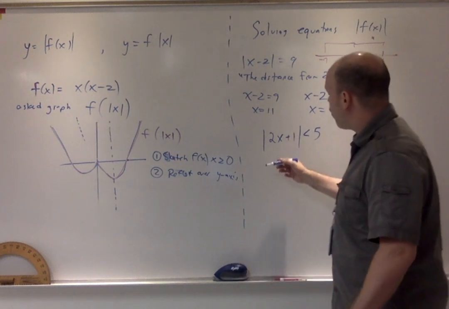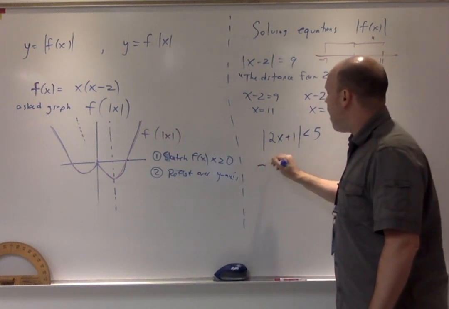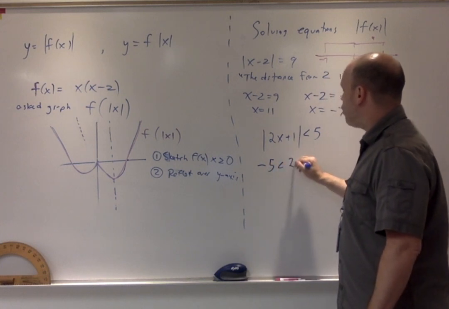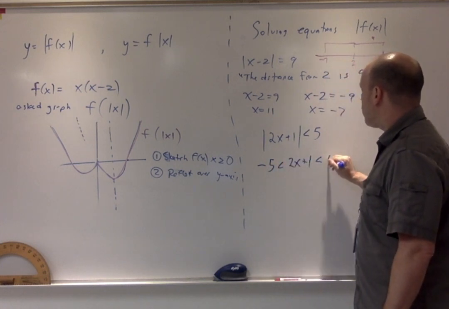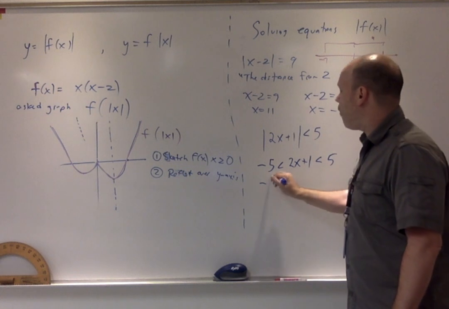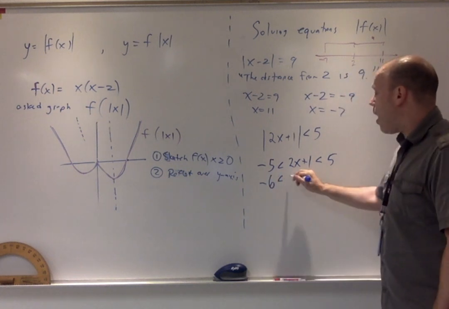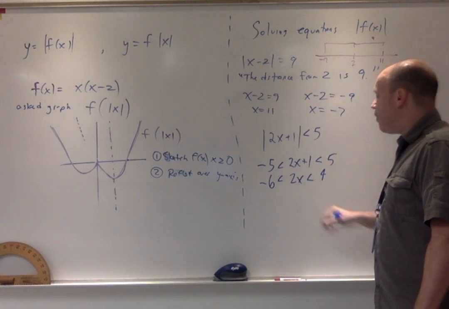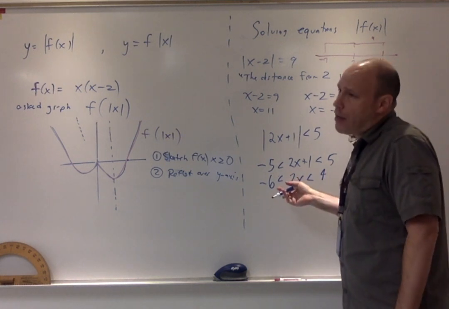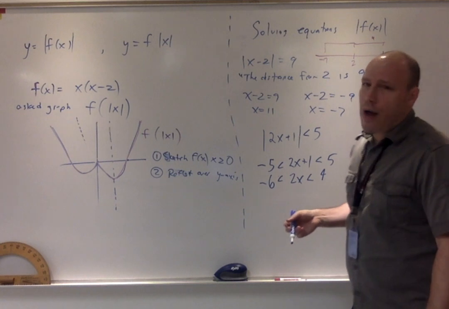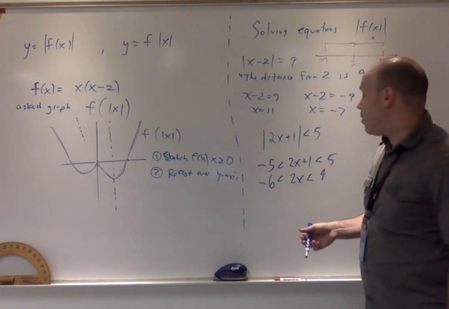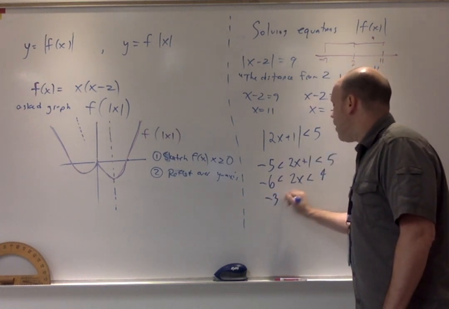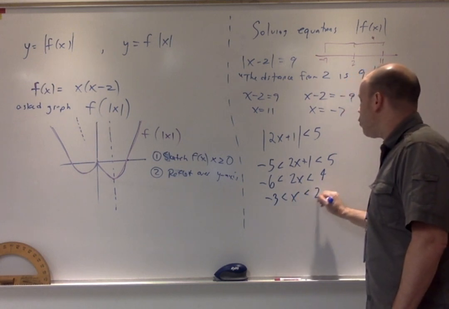So what we're going to do is set this up algebraically: negative 5 is less than 2x plus 1 is less than 5. Subtract 1 from both sides, and then divide everything by 2. Because we're not dividing by a negative number, we don't have to worry about flipping the inequalities. And so we have negative 3 is less than x is less than 2.